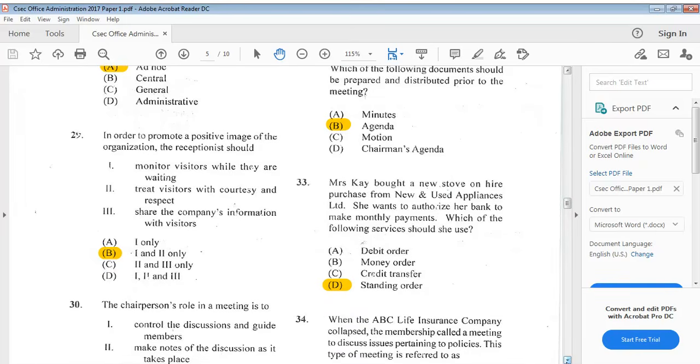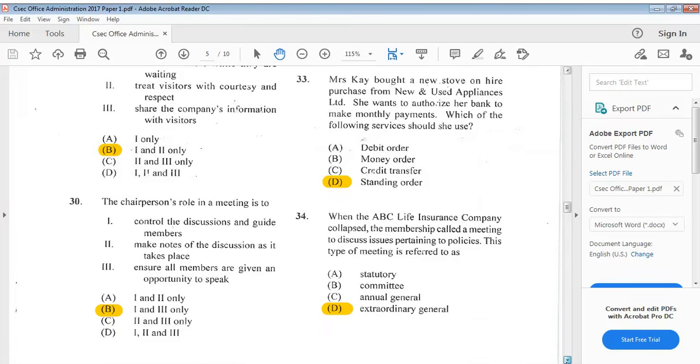Mrs. K bought a new stove on hire purchase from New and Used Appliances Limited. She wants to authorize her bank to make monthly payments. Which of the following services would she use? A, debit order. B, money order. C, credit transfer. Or D, standing order. We know it will be D, standing order. Let's go on to 34.